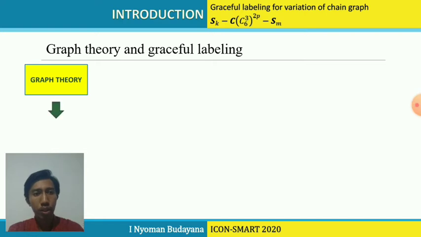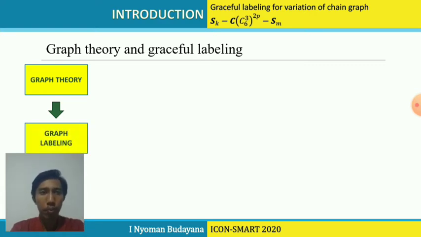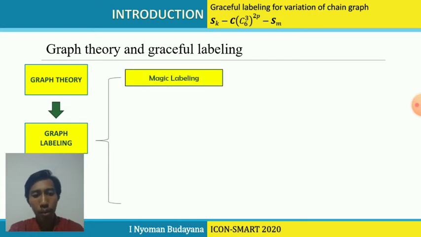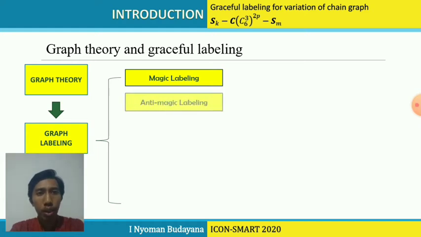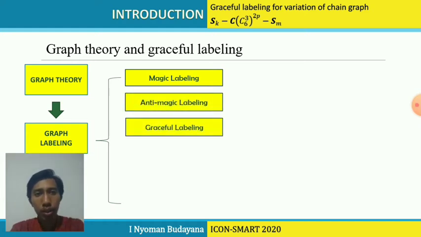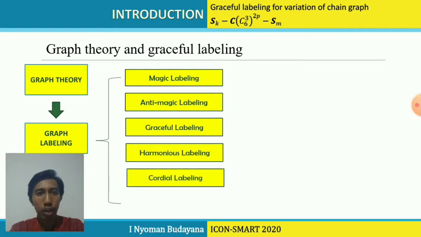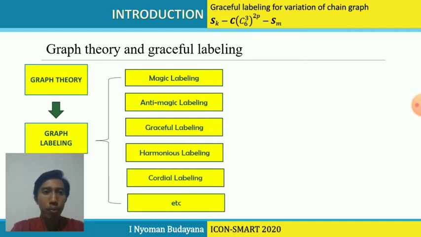Graph theory is one of the subjects in mathematics. It has a lot of applications to solve our problems. One of the topics in graph theory is graph labeling. A labeling is a mapping that carries a set of graph elements into a set of integers. There are various types of graph labeling, such as magic labeling, anti-magic labeling, graceful labeling, harmonious labeling, cordial labeling, and other types of graph labeling.